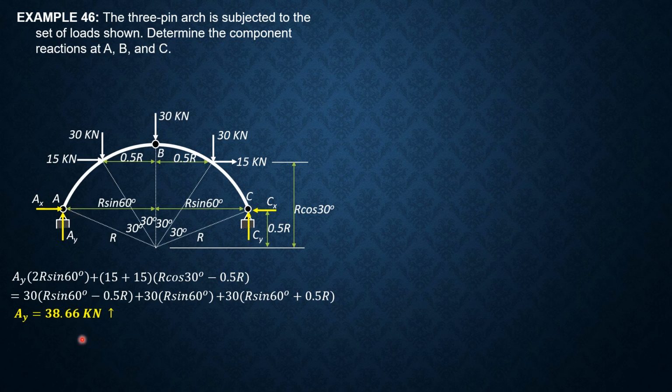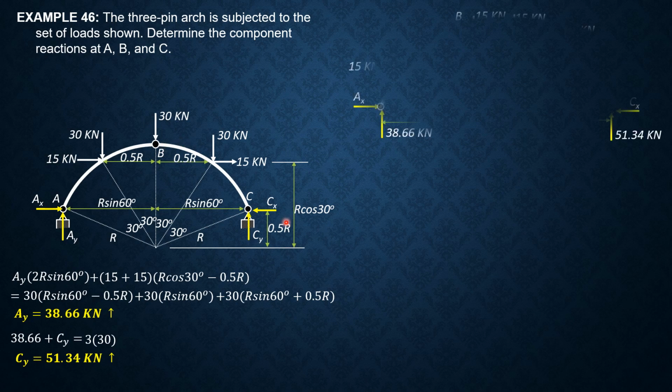So summation forces Y equals 0, or summation moment about A equals 0. Because this is correct, let's just use summation forces Y to solve for CY directly. So 38.66 plus CY equals 3 times 30. There are 30 kilonewton downward loads. So CY equals 51.34 kilonewtons.